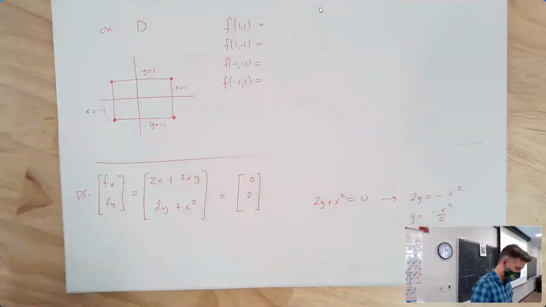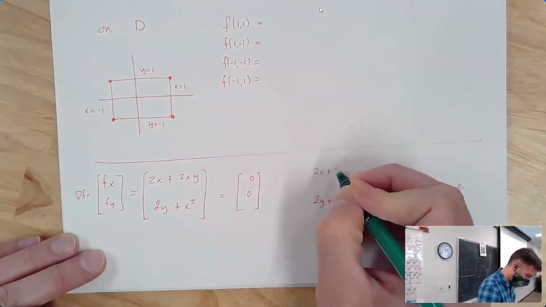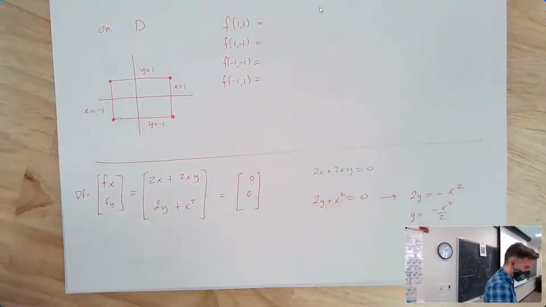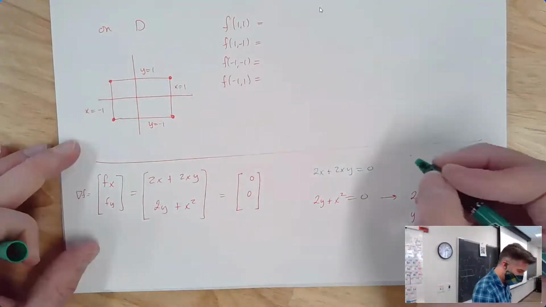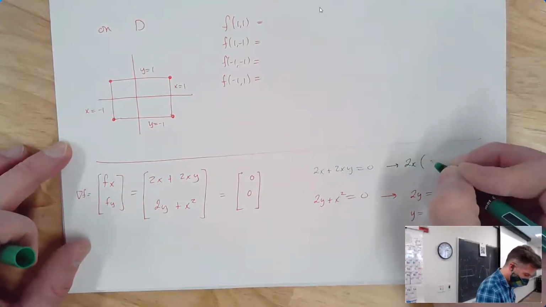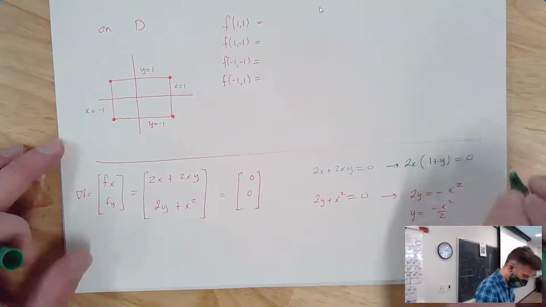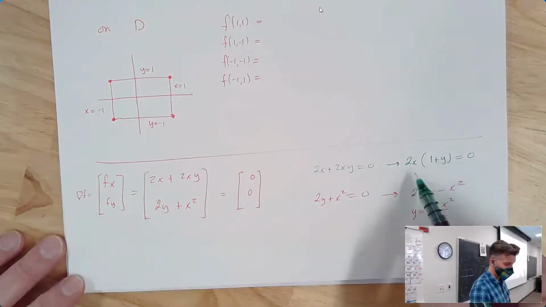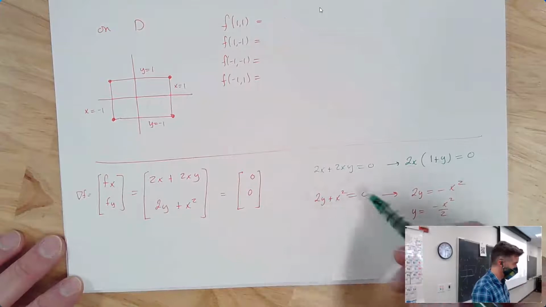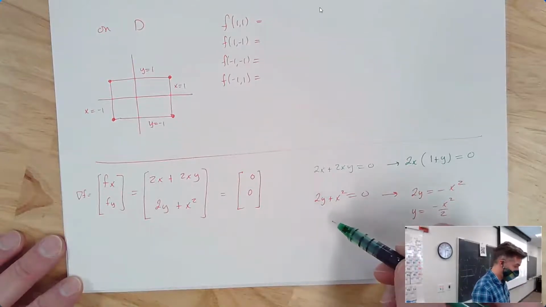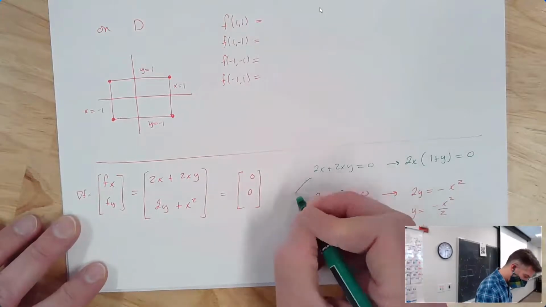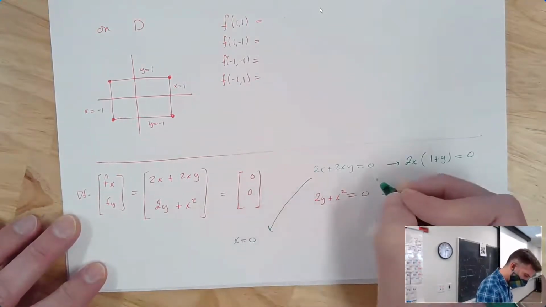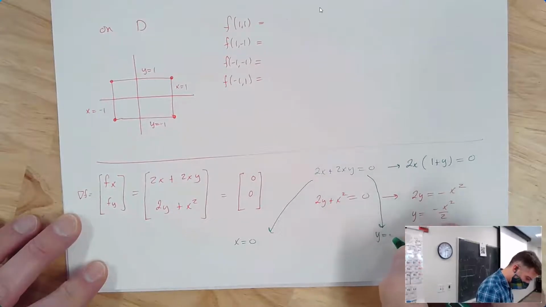So what I should have started with was saying 2x plus 2xy has to equal 0, which I can factor. I can definitely factor out a 2x, and I'm left with 1 plus y. I want to make it clear that (0, -1) is not a critical point. If x is 0 and y is negative 1, each of those makes one factor 0, but not together. So either you get x equal to 0, or you get y equal to negative 1.